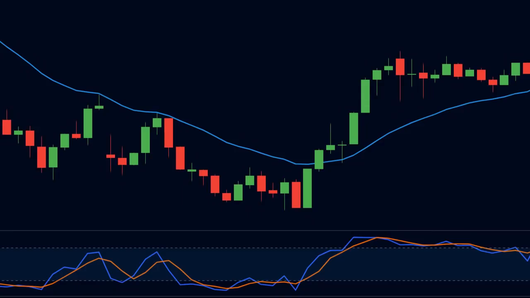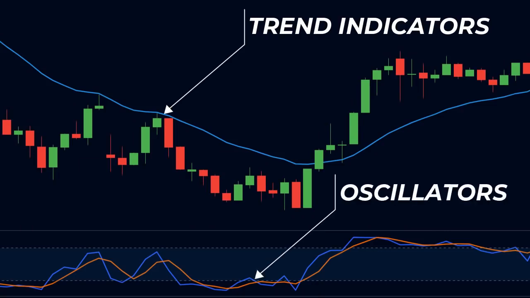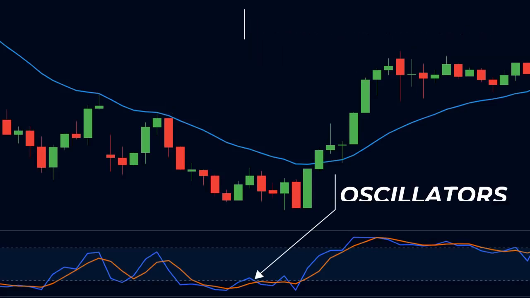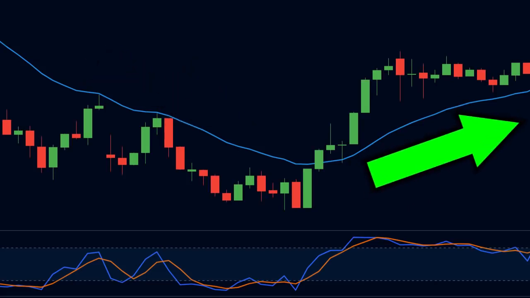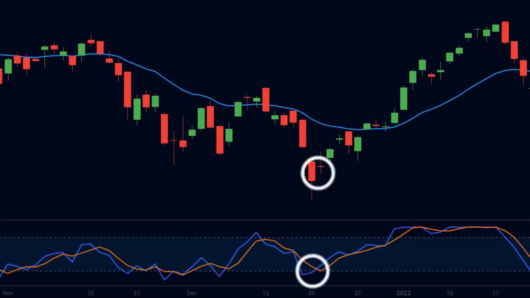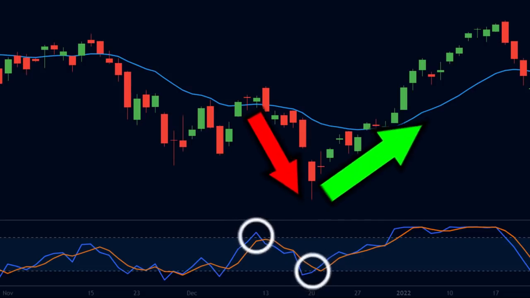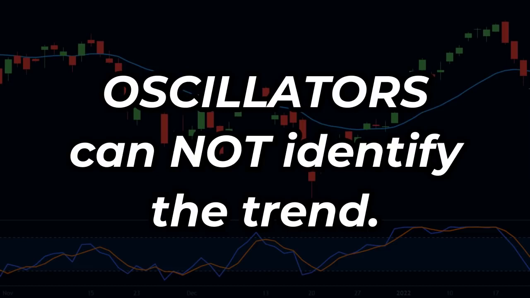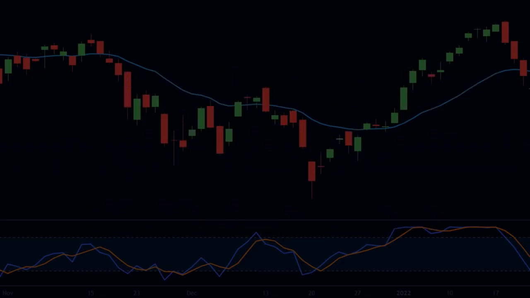When we talk about indicators, they can basically be divided into trend indicators and oscillators. Both of these types have their own usage and advantages. Trend indicators are used to identify the trend on a particular time frame. And the oscillators are used to identify overbought and oversold areas on the price chart. These overbought and oversold levels are potential reversal points. Oscillators cannot identify the trend, and trend indicators cannot identify these reversal points.